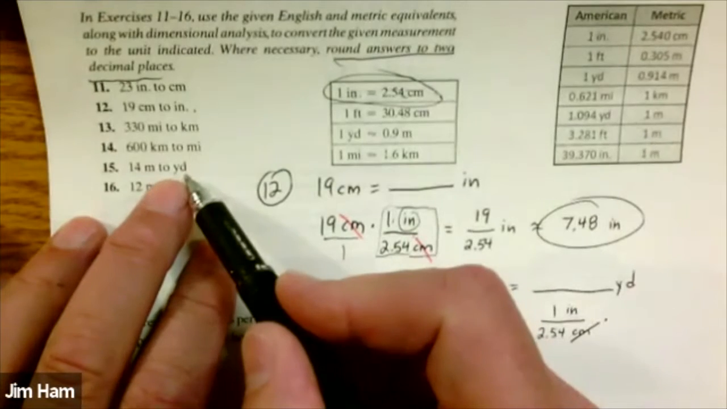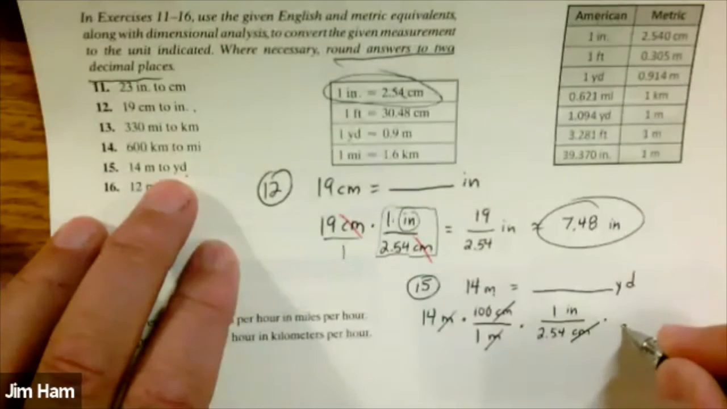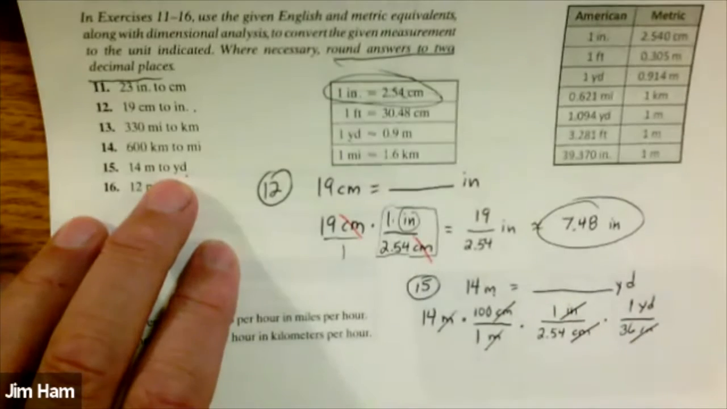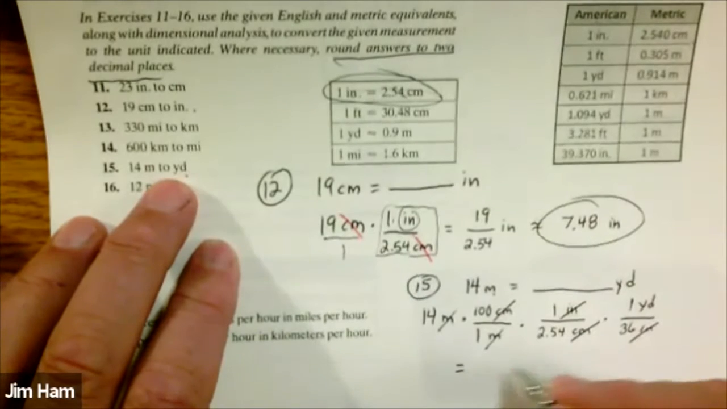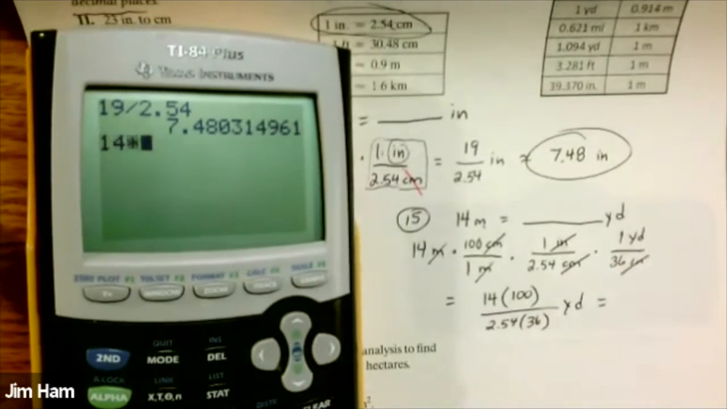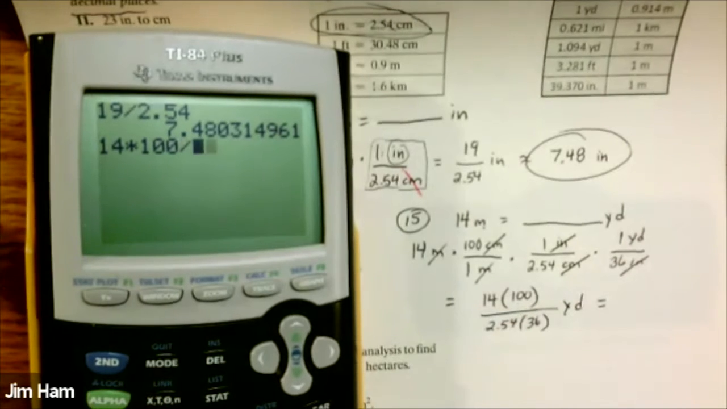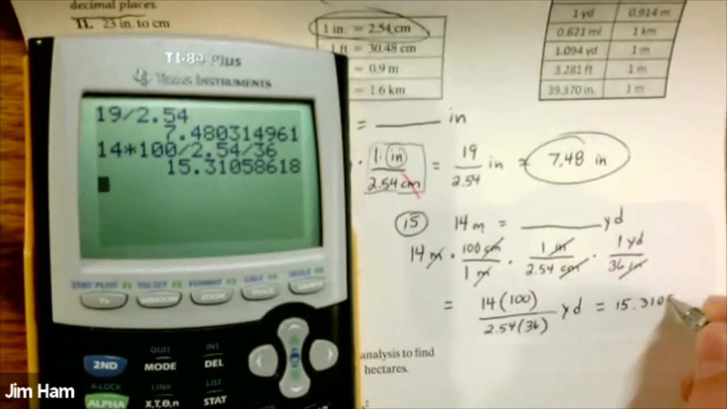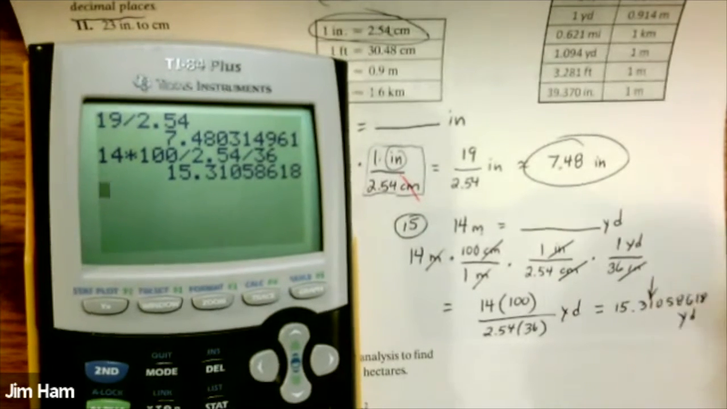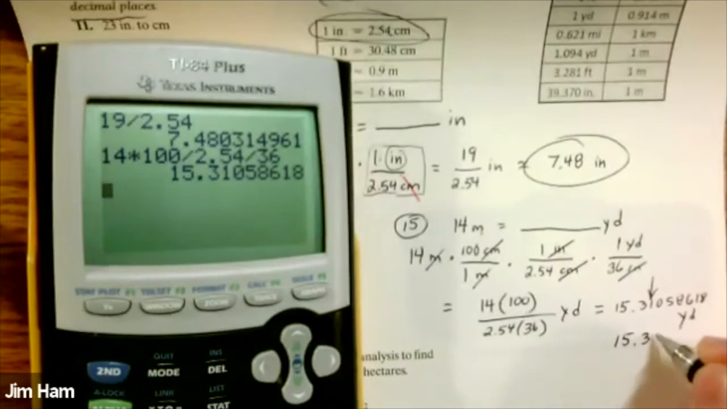And finally, I do know the conversion between inches and yards. There are 36 inches in 1 yard. And that unit conversion will enable me to cancel out the inches. So when I'm done, on the top, I have 14 times 100 times 1 times 1. And on the bottom, I have 2.54 times 36 times 1. And the only unit remaining is yards. So I'm going to get my calculator out and multiply the top numbers and then divide by the bottom numbers. And this is 15.31058618 yards. And if we're rounding to two decimal places, I would say 15.31 yards.